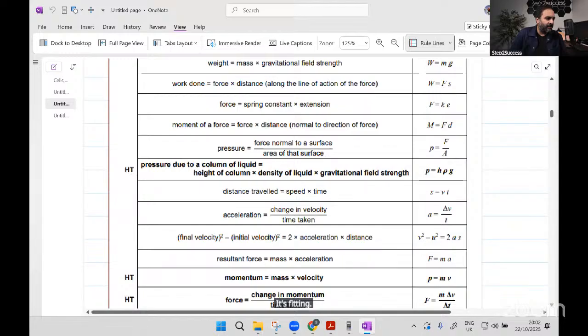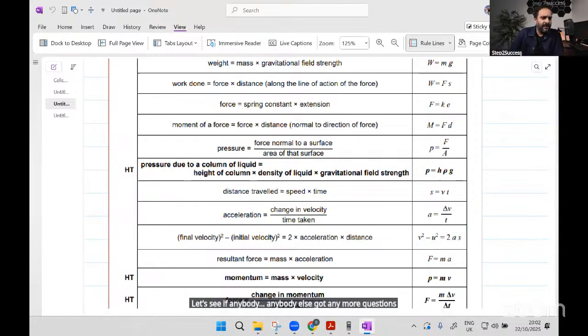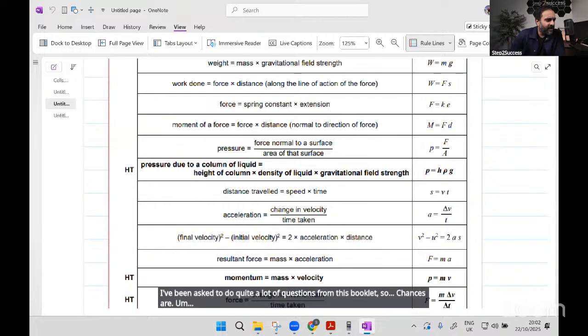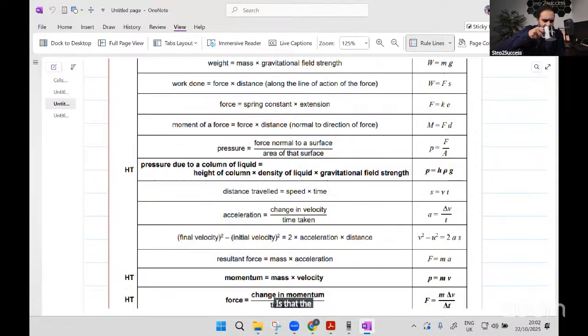Let's see if anybody else has any more questions on this. I've been asked to do quite a lot of questions from this booklet, so chances are. Which booklet are you asked? 6A Part 2. Which booklet is that from? Is that the electromagnetism one? Yeah, 10. Okay, right. Just specify when you do it. Okay, I will go to that first. It's the only one I've got from that, so I will do that first.